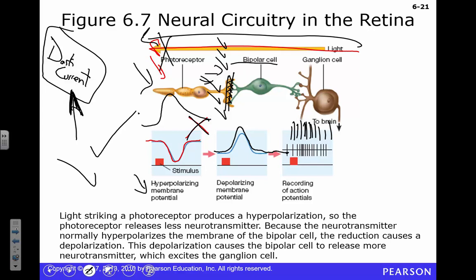Just like two people. So we are releasing neurotransmitter. That's fine. The bipolar cell knows when that guy releases neurotransmitter, I should be hyperpolarized. And guess what? We're not firing action potentials. Okay? Because you got your eyes closed. Just like this.